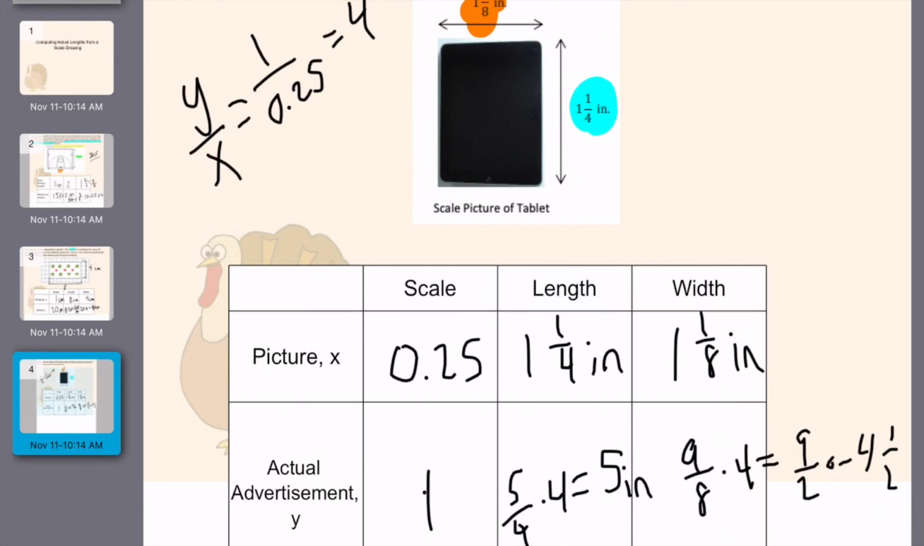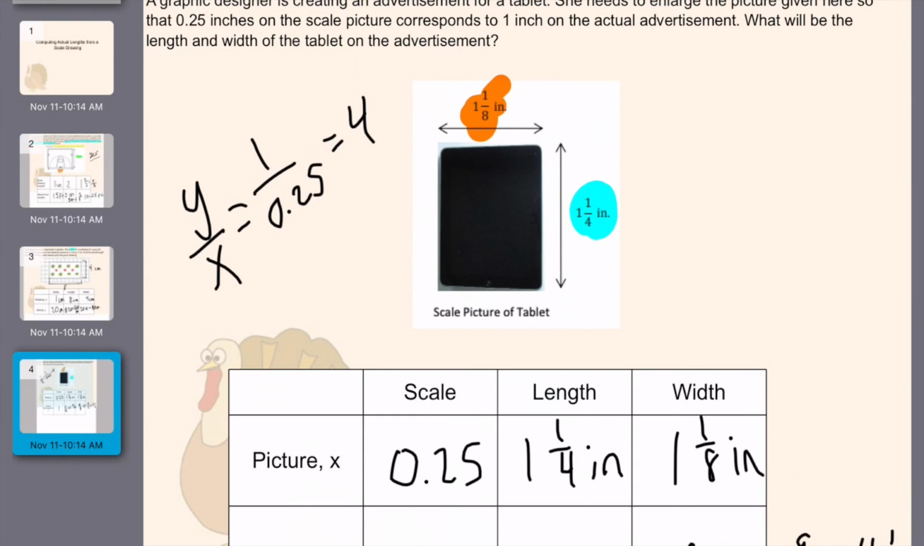So those are all the examples that I had planned for today. Again, these are just examples of us being able to take a situation in the real world, figure out what our scale factor or scale is, and use that to figure out what actual lengths of our actual objects should be based off of a scale drawing.